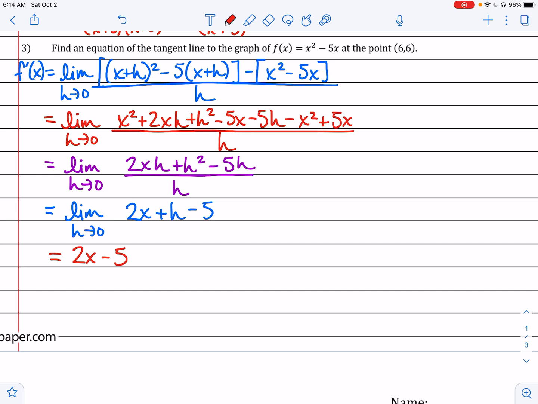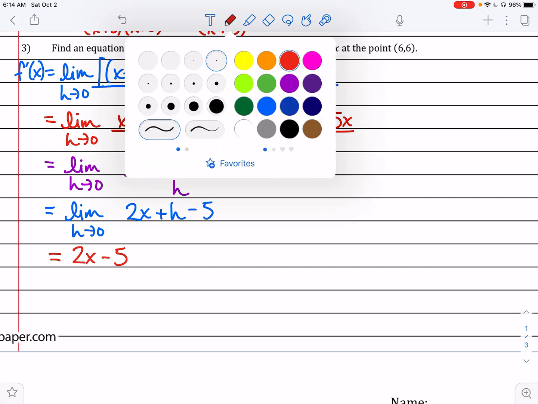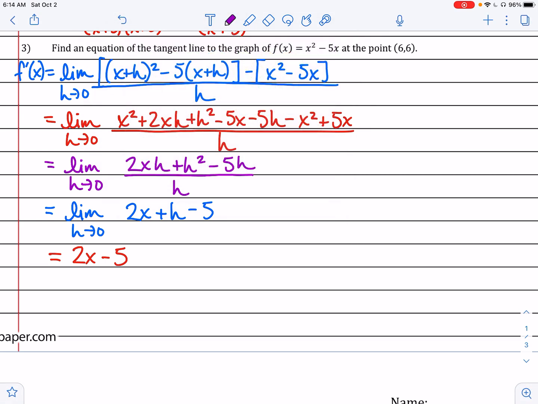So far, that's all the points for finding the derivative using the definition of a limit. Now it asked me to find an equation for a tangent line. So I need to know the slope at a point.